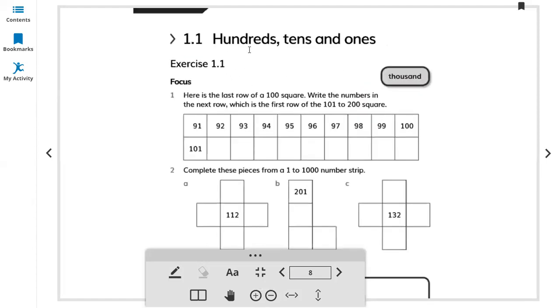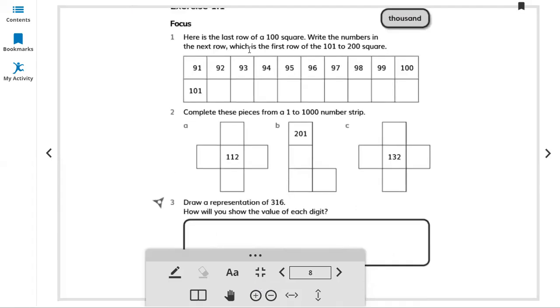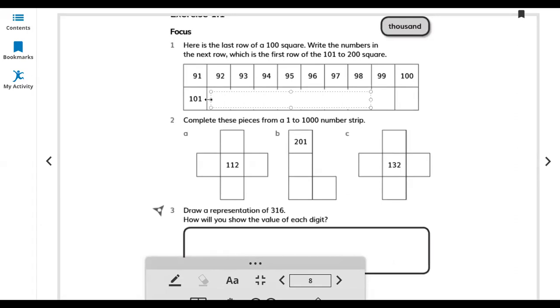Okay, start writing 101. After this, 102. Like this, continue: 103, 104, 105, 106, 107, and so on until 110. In the last box, we just write 110, continuing the simple sequence.